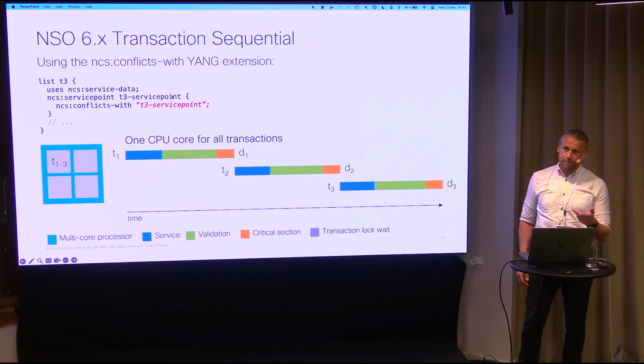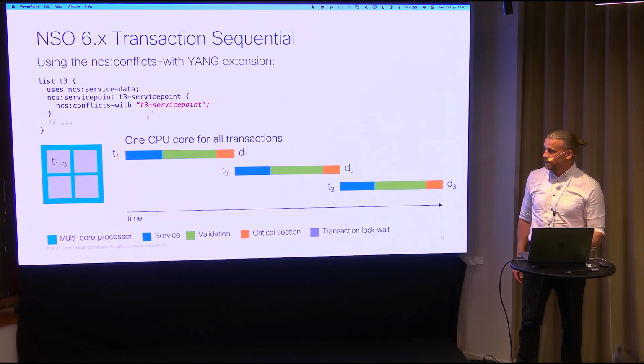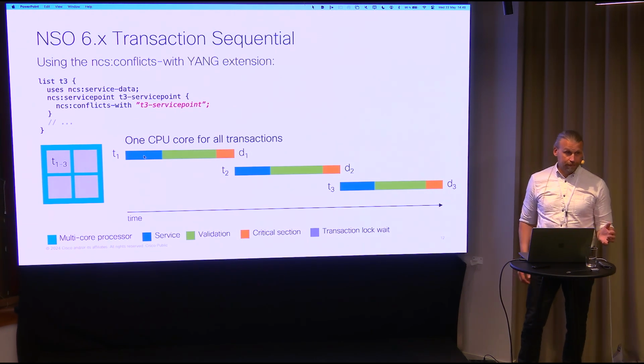For example, if you then start one transaction per service instance, you will have that behavior that the lock is taken, and the create phase and validation phase won't run in parallel or concurrently then.